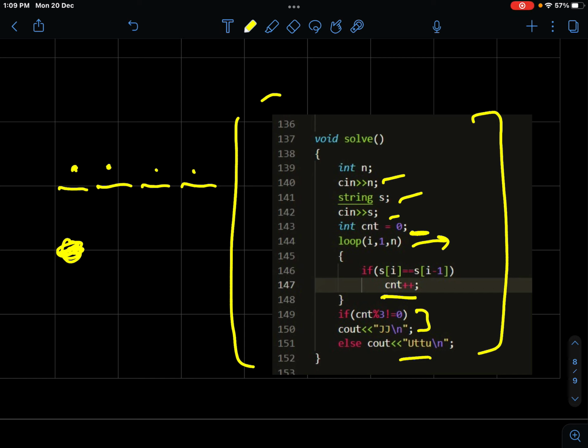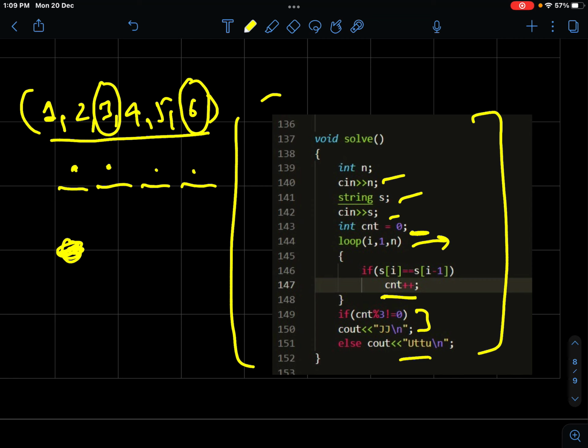Just a mere observation: if we take the brute force approach for all values from 1 to 6, we will observe that only the multiples of 3 get us Uttu, otherwise it gets us JJ. So I hope you got this problem very nicely, and understood the crux of it. It was not an easy one, but if you made the observation correctly, it will not take much of your time to code it up.